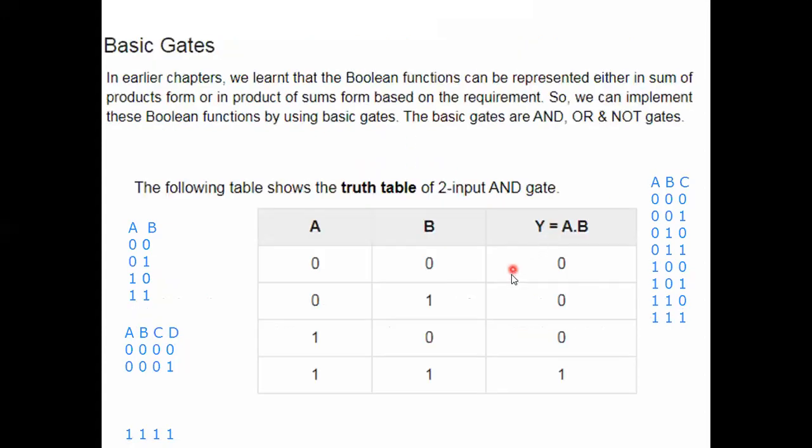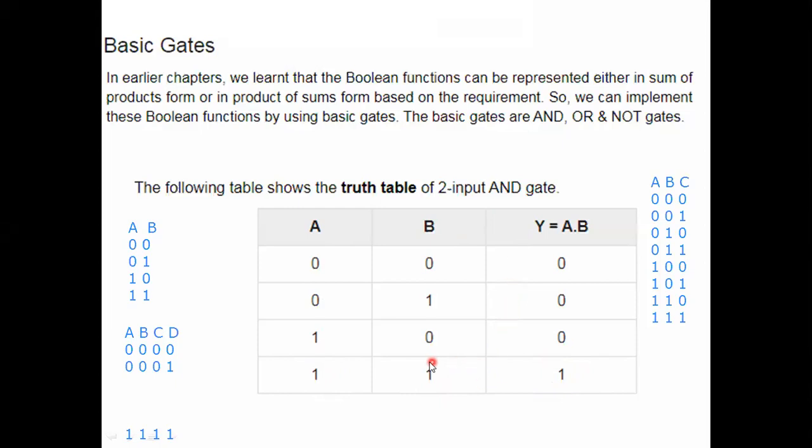Next, observing this truth table, for each gate we have a statement. What is the statement for this AND gate? By observing this truth table, if both the inputs are high, then only the output of the AND gate is high. That is the statement. Suppose you have 3 inputs, A, B, C, then what is the statement?